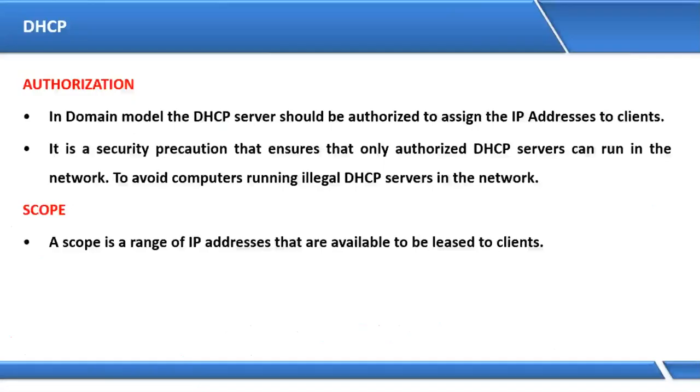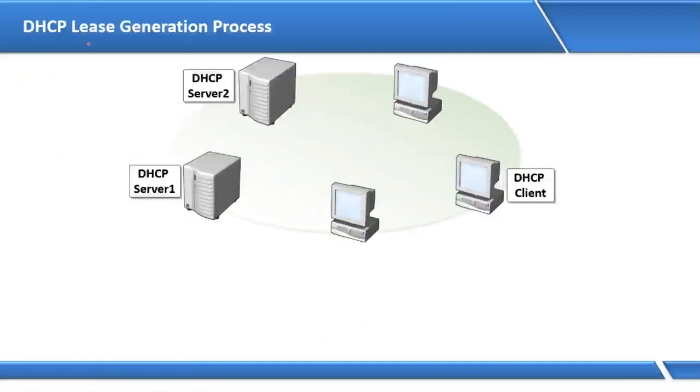This complete process is called the DHCP lease generation process, or you can say the process between DHCP server and client. Just write down the heading. We'll take our own diagram to check this process. Don't draw any systems or computers in this diagram here. The heading is: DHCP lease generation process.